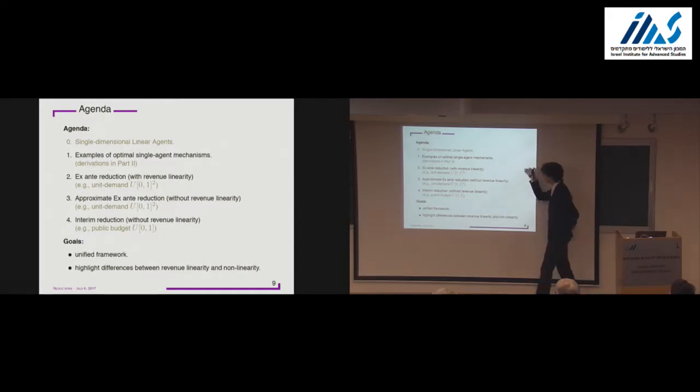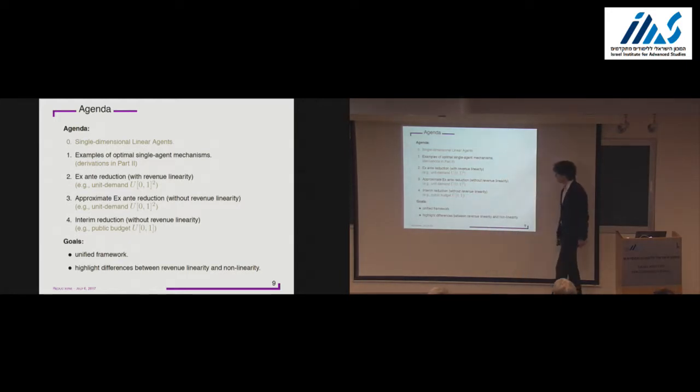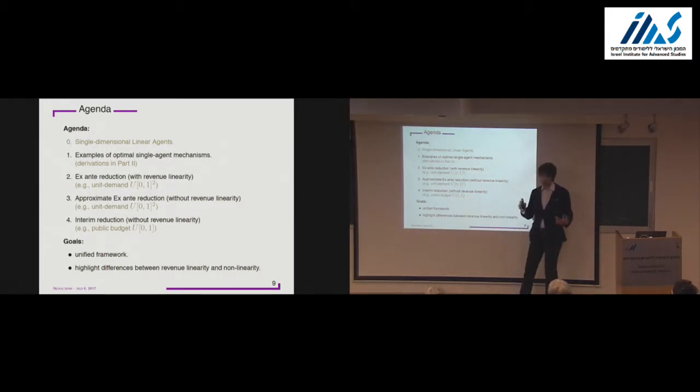Okay, some overarching goals in this agenda. One of my goals is a unified framework, and the other goal is to highlight the difference between the case where the single agent problems are what I call revenue linear, and the case where they're not, because this is going to really change how complex the optimal mechanism is. When they're revenue linear, I'll get a simple ex-ante reduction like the marginal revenue mechanism, and when they're not, I'll have to do more complicated things like optimal control or optimization subject to interim feasibility, which uses Border's condition, et cetera, which we'll talk about when we get there.